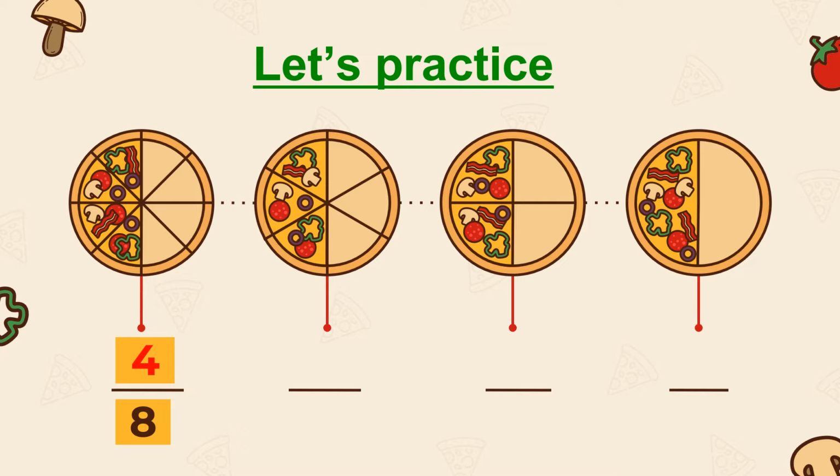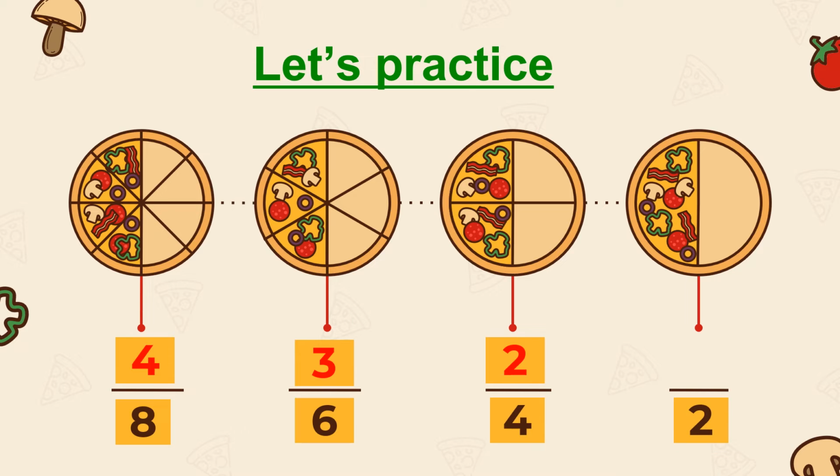Next, the total parts are 1, 2, 3, 4, 5, 6. Colored parts 1, 2, 3. The fraction is 3 over 6. Next, total parts are 1, 2, 3, 4. So the denominator is 4. Colored parts 1, 2. The numerator is 2. So the fraction is 2 over 4. The last one. Total parts are 2. Colored part just 1. So the fraction is 1 over 2.